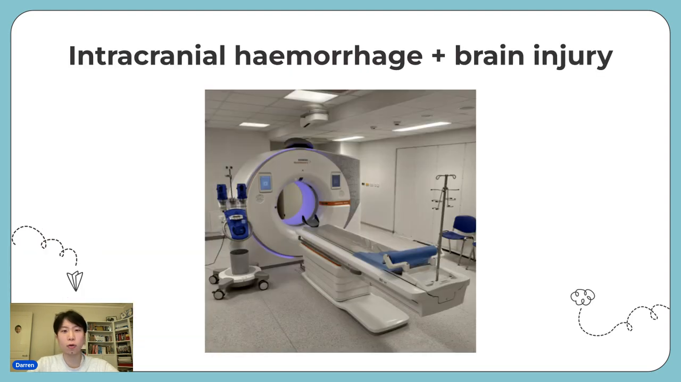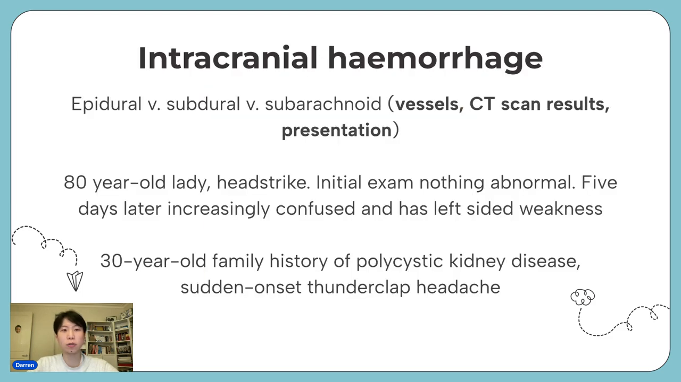Next, intracranial hemorrhage and brain injury. So for intracranial hemorrhage, I definitely recommend learning these three types, which vessels are affected, CT scan results, and how they present. So have a think about the next two. Think about what they may be. So the first one is a subdural hemorrhage. So older person and that classic lucid interval. And the third one is a subarachnoid.